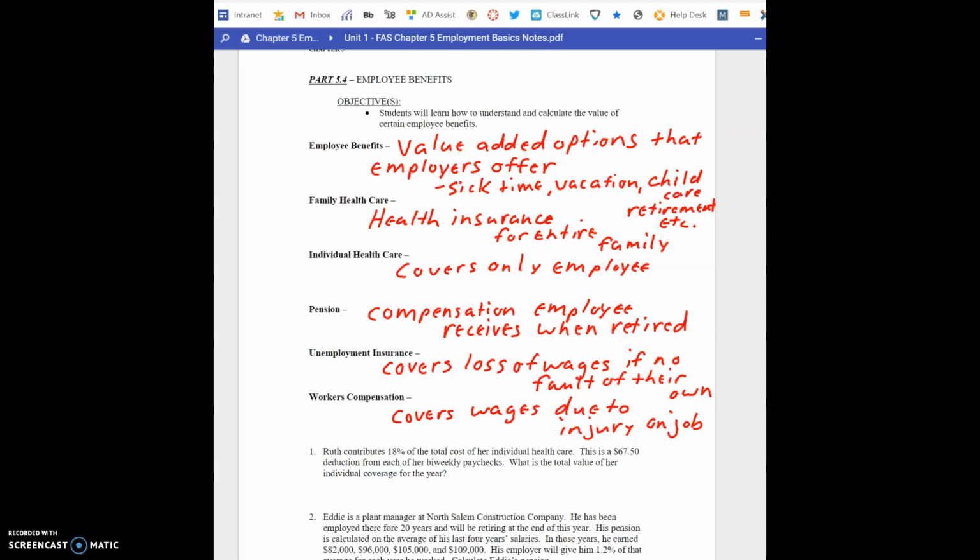Section 5.4 will cover employee benefits. I filled out the definitions already for you, so pause your video to give yourself an opportunity to copy those definitions down. Pause your video right now and then resume it once you're done copying those definitions down.